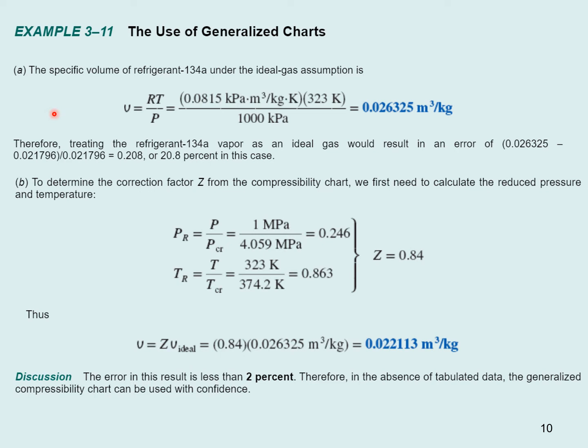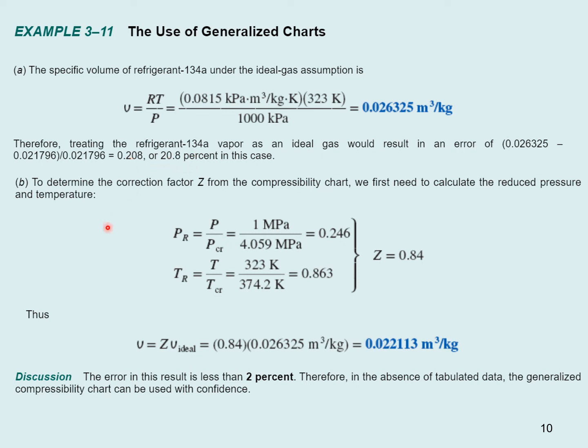So the specific volume of refrigerant 134A under ideal gas law assumption is just RT over P. So we can plug those values in and we can calculate what the specific volume is, 0.026325 cubic meters per kilogram. Therefore, if you treat the refrigerant 134A as an ideal gas, you get an error of about 20%.